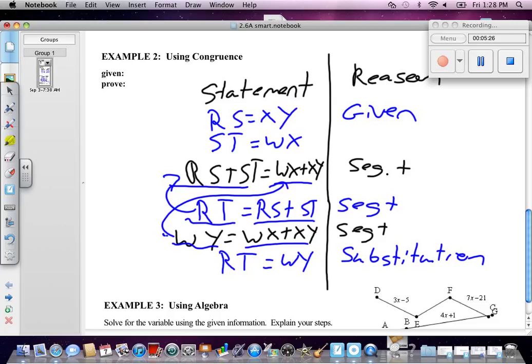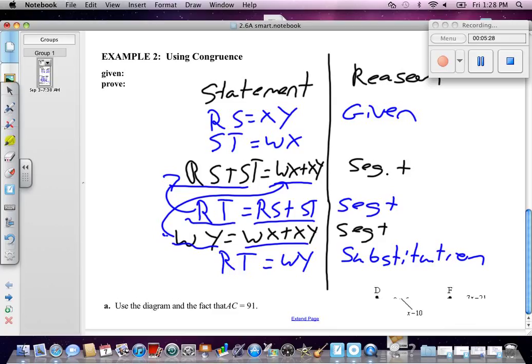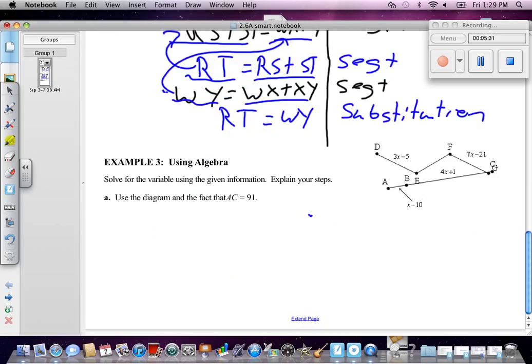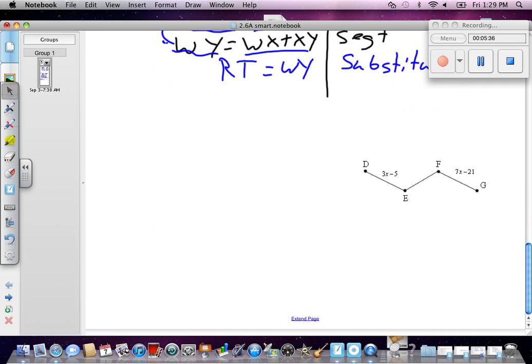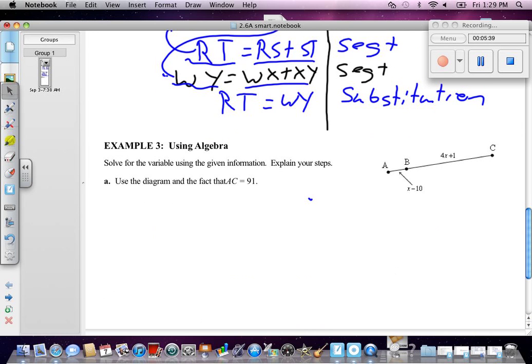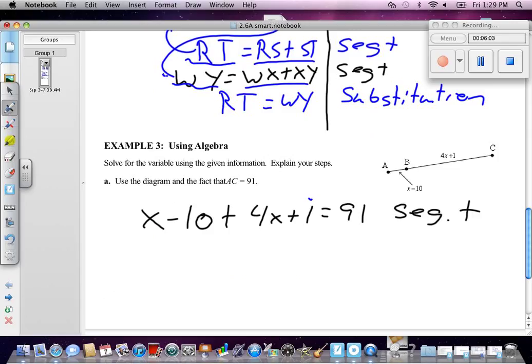For example 3, it should be pretty straightforward algebra. If you look at the picture, it will make sense. So we're looking at this, and I'm telling you that AC is 91, and you want to find x. So you're going to go x minus 10 plus 4x plus 1 equals 91. And what is that called when we're doing it? Segment addition? We're not doing a traditional proof here. We're just saying how we would do it.